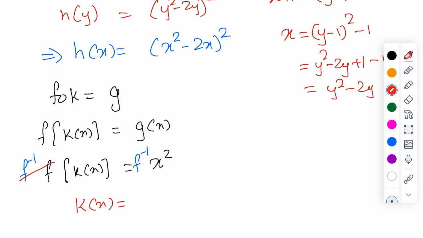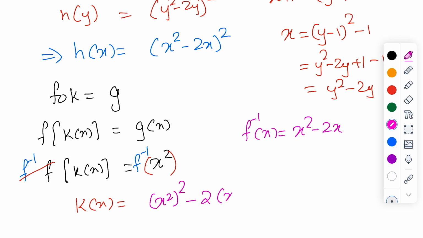If you remember, what was f inverse of x? f inverse of x was x square minus 2x. So f inverse of x square will become x square whole square minus 2x square, which will become x power 4 minus 2x square.